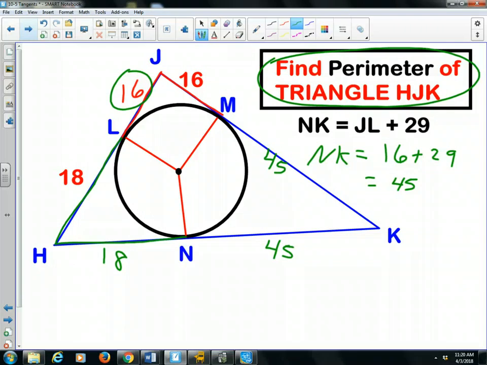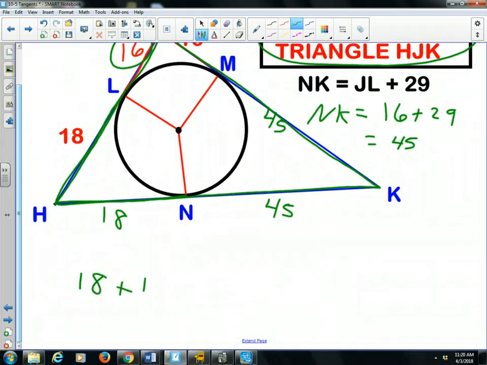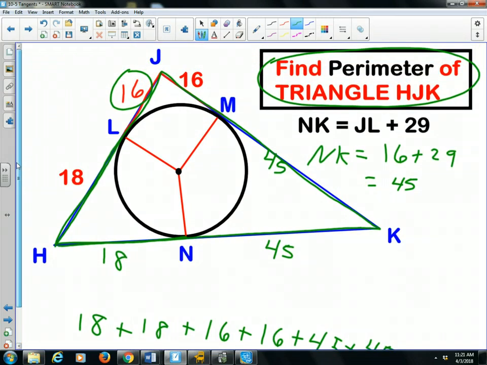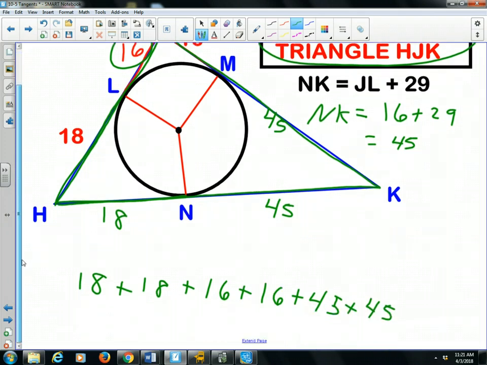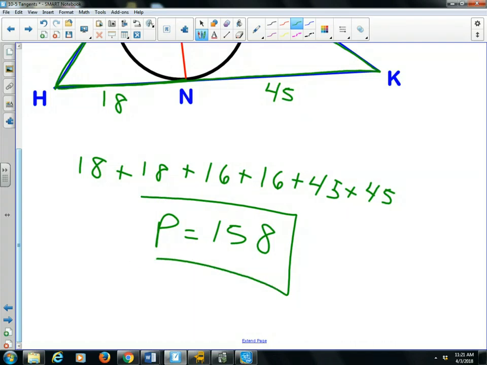All right, what is the perimeter of this triangle? This leg plus this leg plus this leg, all three sides of the triangle added up together. So it is basically two 18s, two 16s, and two 45s added up together, right? It's each and every one of those segments: 16 plus 16, 18 plus 18, 45 plus 45. And that sum is a whopping 158 units. The perimeter equals 158, whether it be inches, miles, feet, whatever we're talking about.